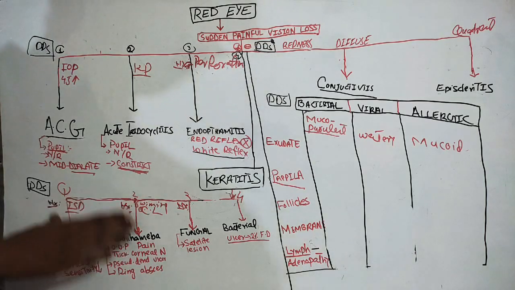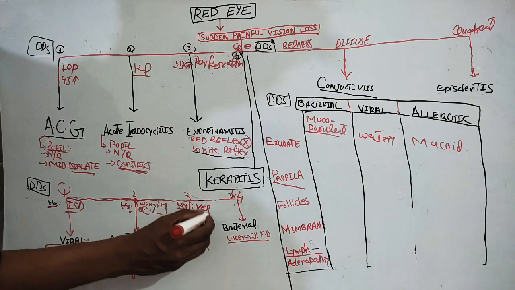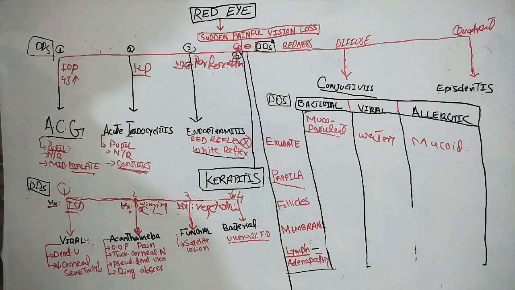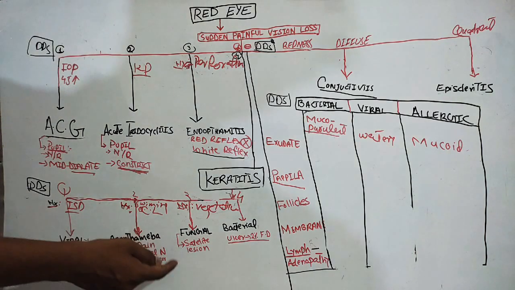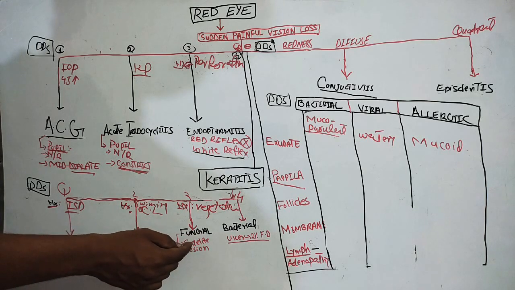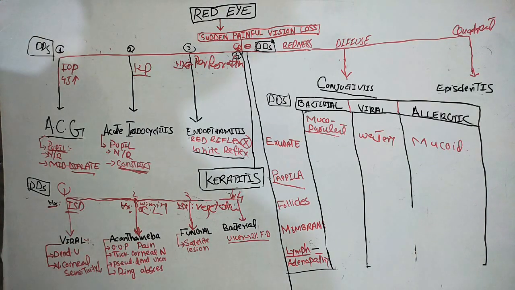If both these are excluded, then go for the history of vegetative trauma. If you have the history of vegetative trauma, almost always it is fungal keratitis. And when you look at the ulcer, there will be satellite lesions around the margin of the corneal ulcer. These satellite lesions are present due to the deposition of the fungal hypha on slit lamp.